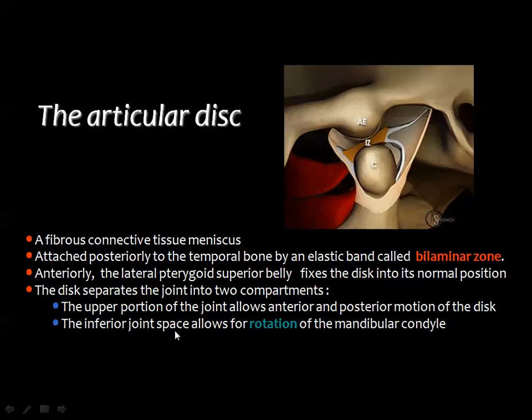Then the disc, which is a biconcave structure, separates the joint into two compartments: a superior compartment and an inferior compartment. The superior compartment allows the anterior and posterior motion of the disc, while the inferior compartment of the joint allows the rotation of the mandibular condyle. And this is anterior and posterior motion, and this is rotational movement of the mandibular head.